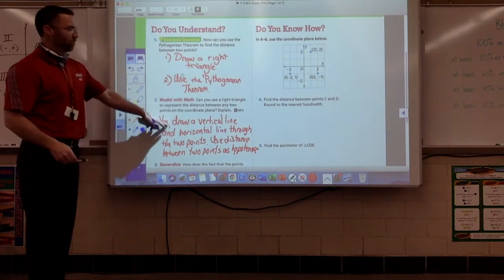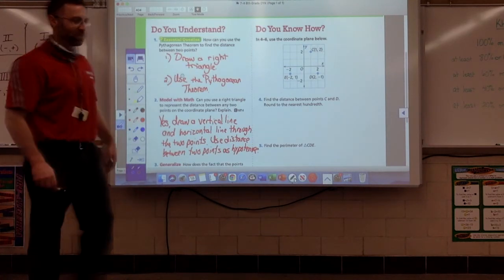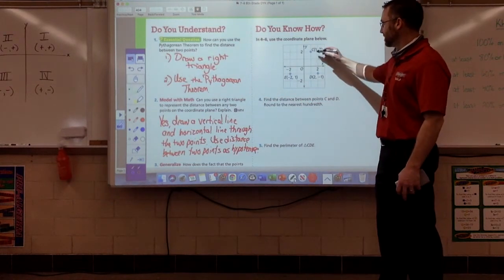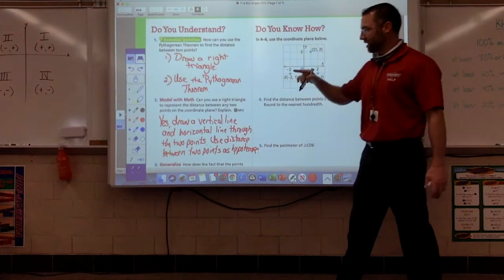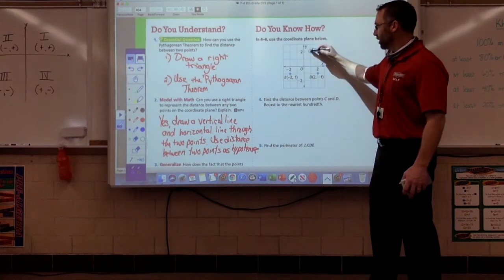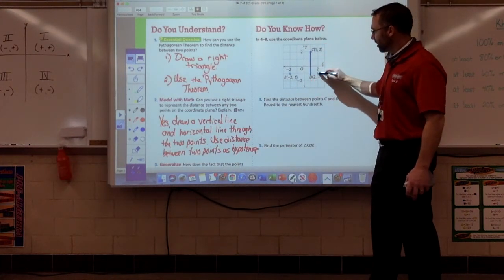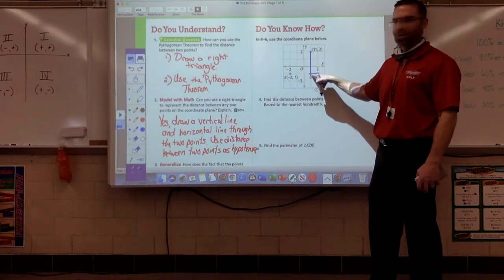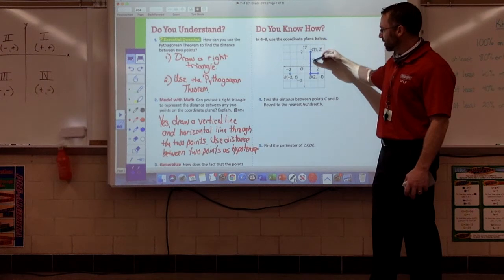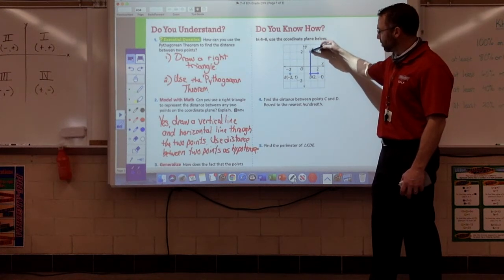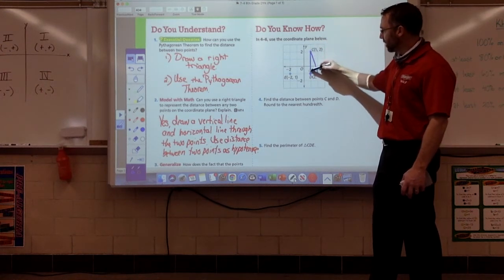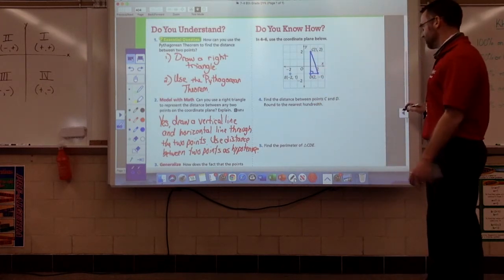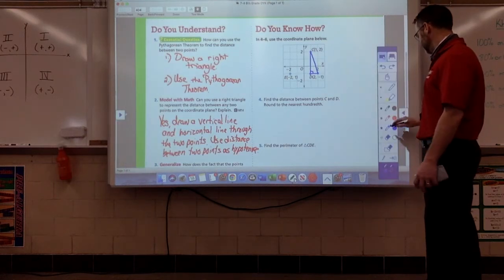Okay, so let's put what we just said here into practice over here on number 4 and number 5. Number 4 says find the distance between point C and point D. So once again, I'm going to draw a vertical line through one of the points, a horizontal line through the other. There creates my right angle. Second thing, we're going to use the distance between the 2 points as the hypotenuse. There's my right angle, there's my hypotenuse. It says round to the nearest hundredth, so we'll do that.